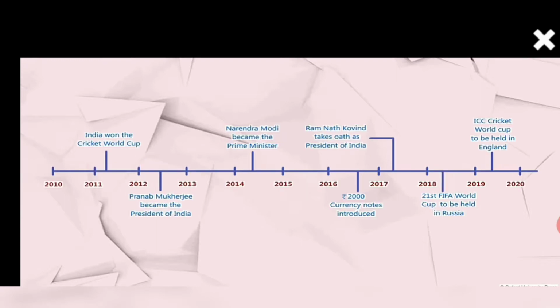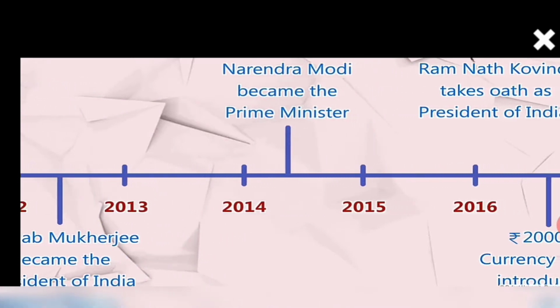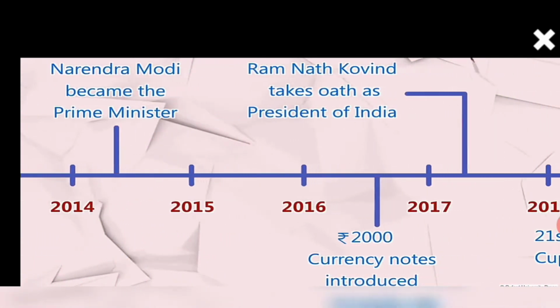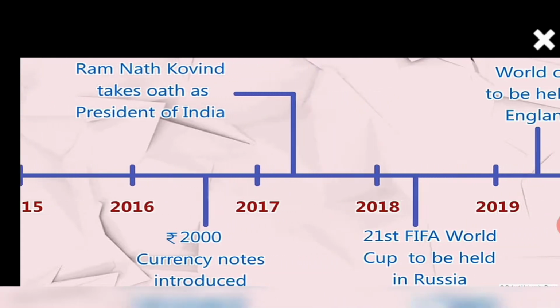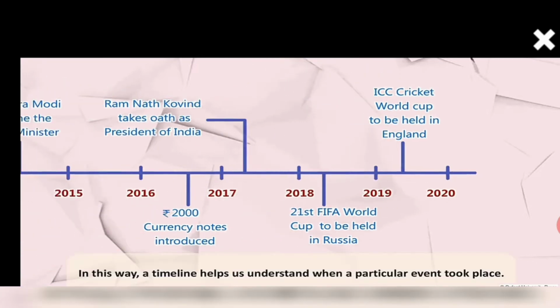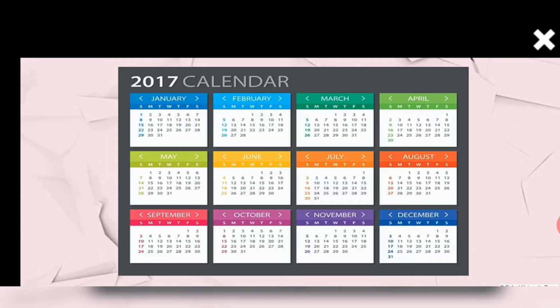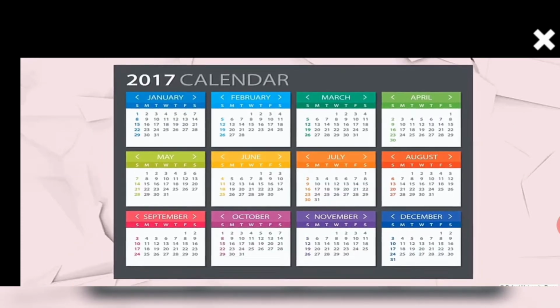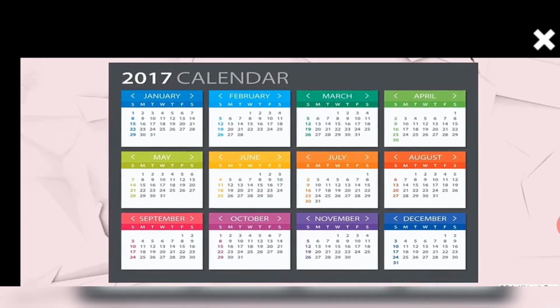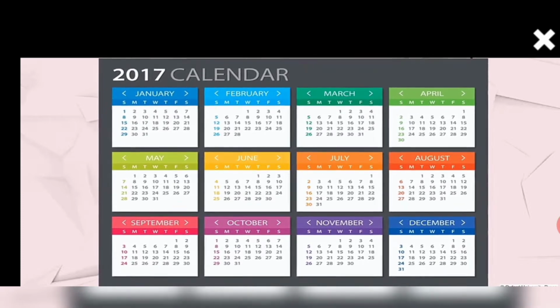Look at the timeline. In this timeline, the past date and events are written on the left side. The more recent events, or the ones which will take place in future, are written towards the right. In this way, a timeline helps us understand when a particular event took place. We use a calendar to date events. We also use a calendar to identify dates, weeks, months, and years.